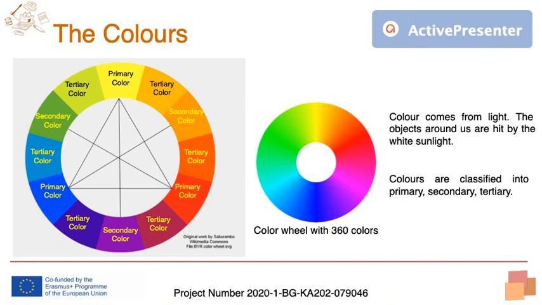Colors are classified into primary, secondary, tertiary. Primary, subtractive, colors are fundamental colors because they cannot be obtained by mixing any other color, and are red, magenta, blue, cyan, and yellow. All the others are obtained from the primary colors by mixing them. Secondary colors are obtained by mixing two primary colors together in equal quantities. Each pair of primary colors mixed together generates a secondary color. Tertiary colors are obtained by mixing primary colors in different parts.